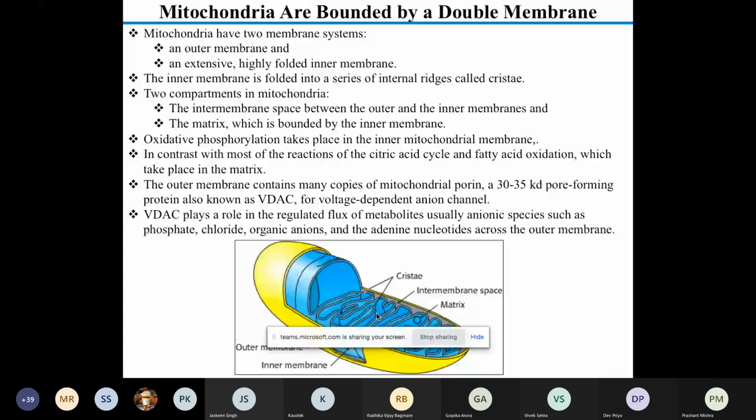Here, of course, I'm not going to talk about porin, which is present. It is a pore-forming protein present in the mitochondrial membrane, which is responsible for the flux of phosphate, chloride, and organic anions, as well as adenine nucleotides.